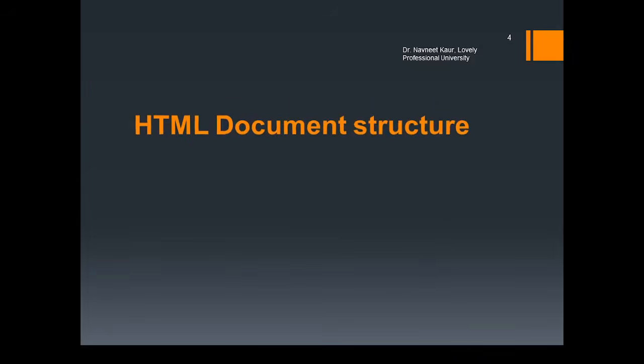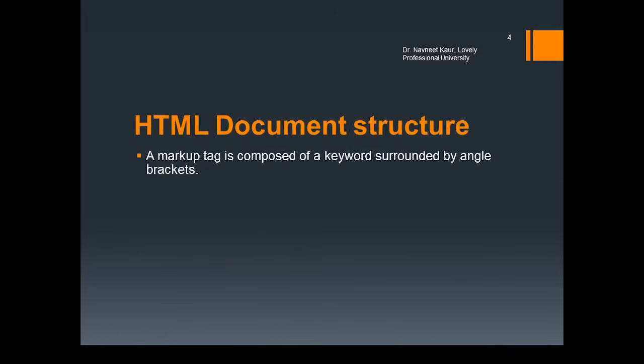So moving on to the document structure of HTML. A document structure consists of a markup tag. Any HTML document or any HTML file that you see always consists of a collection of markup tags. This markup tag is further composed of a keyword which is surrounded by angle brackets. As you can see here, we have this less than sign, and you also have the name of the tag and then a greater than sign. So this whole thing makes up the opening tag.